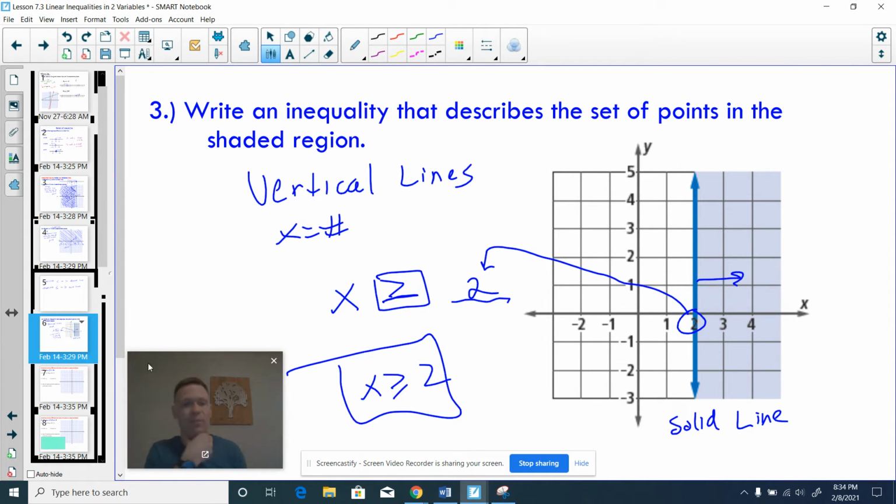And that's what you should do just about every time you have a horizontal or vertical line. Just break it down. What are we comparing x or y to? That goes in the blank. Is it solid or dashed? Then put that symbol underneath, or don't if it's dashed. And then are we shading above or below or left or right of the line? And then put your inequality symbol in accordingly based on that.